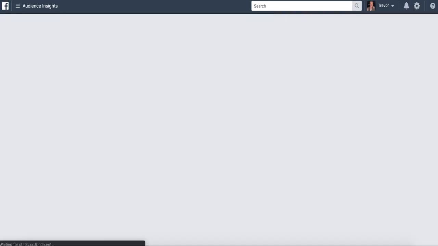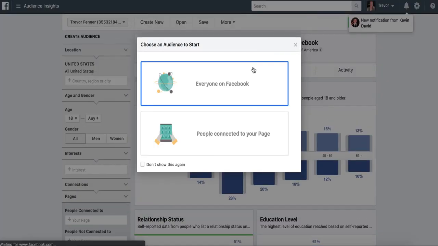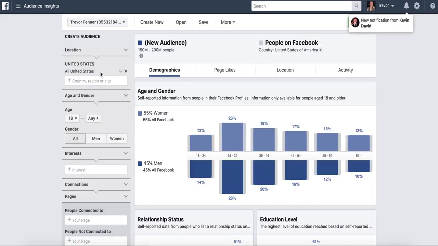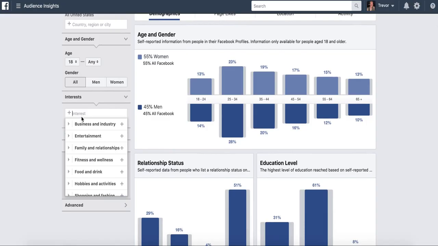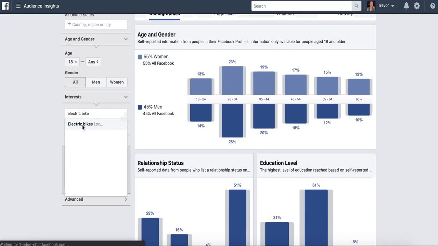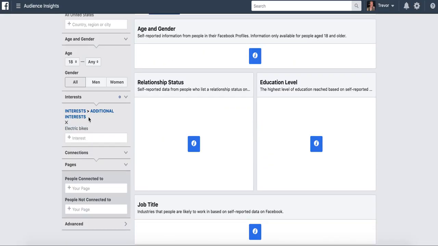Facebook Audience Insights is a great tool because it will tell you all you need to know about any particular audience on Facebook. So all United States is where we're going to be looking. We're just going to have a really broad audience, and we're going to search our niche. So just type your product category that you're researching. And if it's not available, just type something else that's similar, maybe a little more broad.